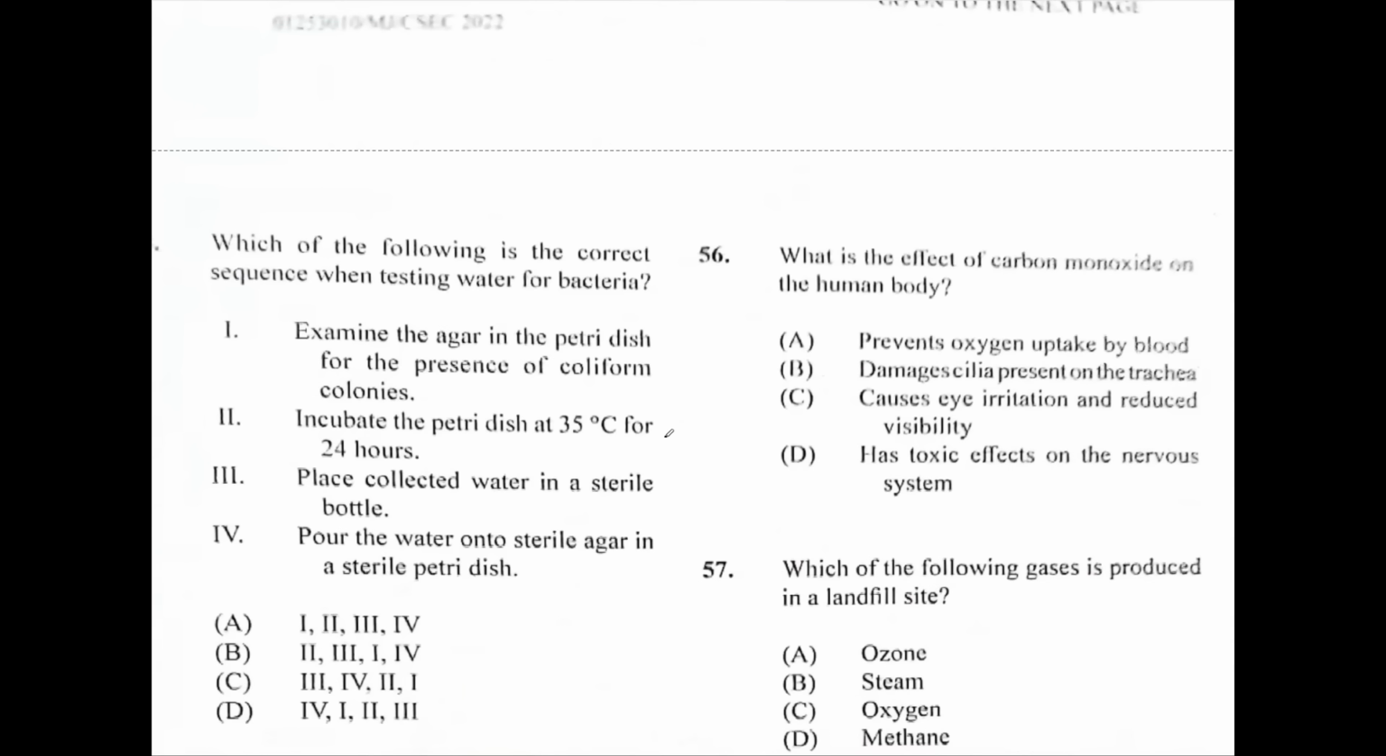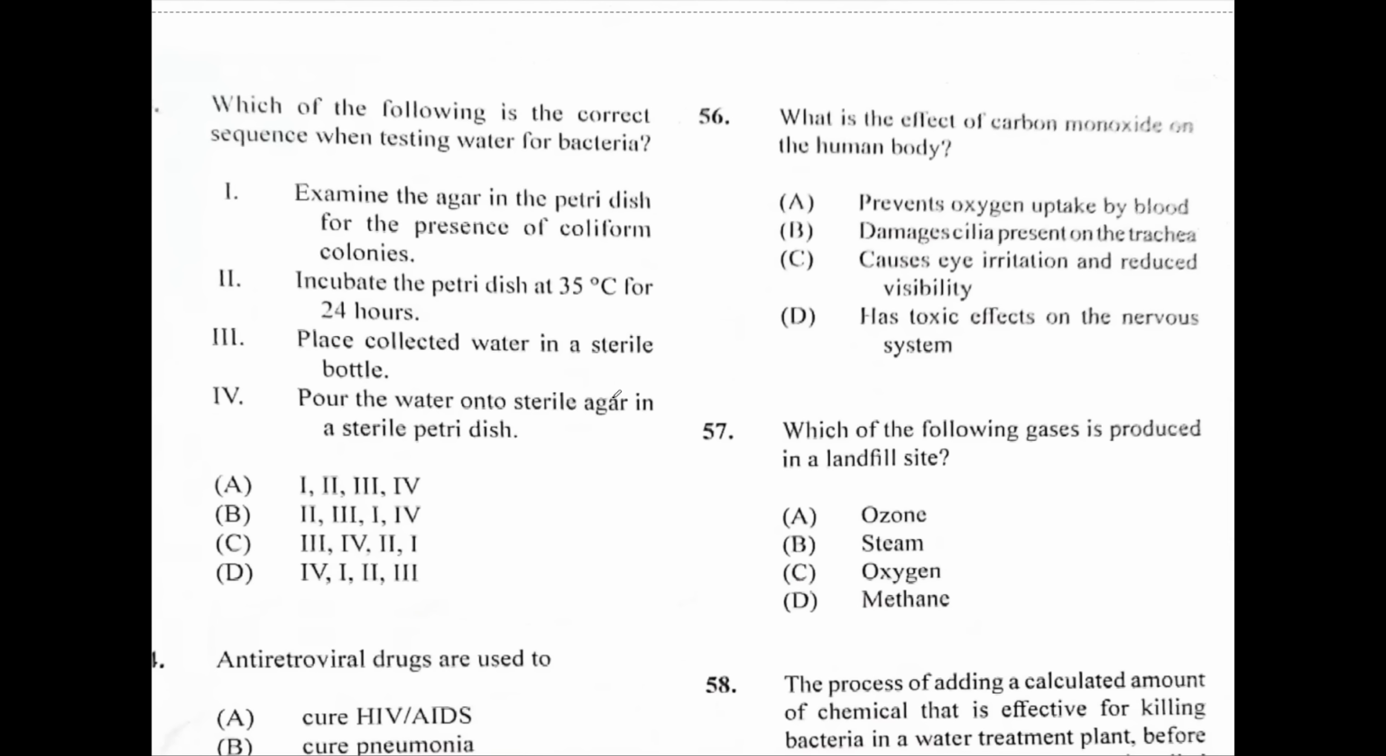We are going to 53. Which of the following is the correct sequence when testing water for bacteria? Examine the agar in the petri dish for the presence of coliform colonies. That should be the end.